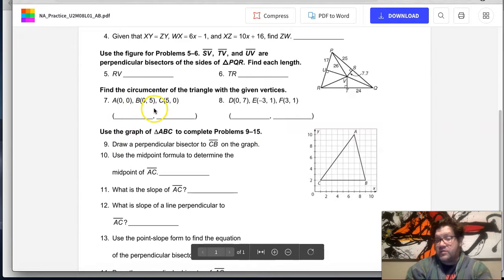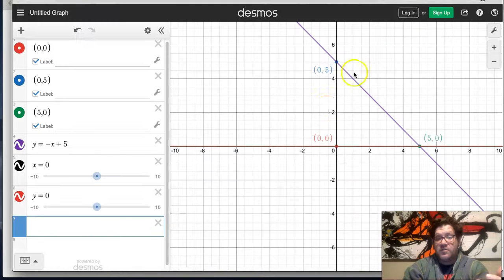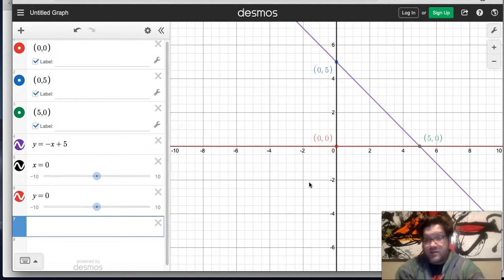Find the circumcenter of the triangle with the given vertices. This is about the most complicated problem you'll get in this section. They gave you 3 points, and they want you to find the circumcenter. So again, to find the circumcenter, I need to find 3 perpendicular bisectors. First step is to plot it, which, boom, there we go. It's plotted. There's my triangle. So the first thing I need to do is find the perpendicular bisectors.